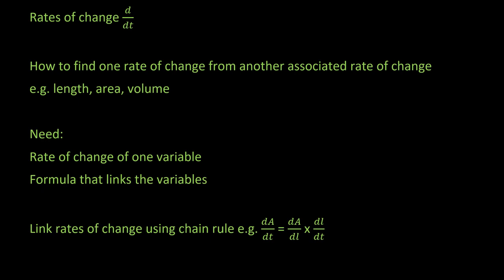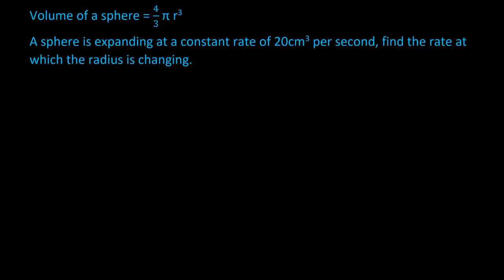So we've got dA by dL times by dL by dt. So you've seen this chain rule before. So let's do an example. So here we're given the formula for a volume of a sphere, which is 4/3 pi r cubed. And we're told that the sphere is expanding at a constant rate of 20 centimeters cubed per second. And we need to find the rate at which the radius is changing.